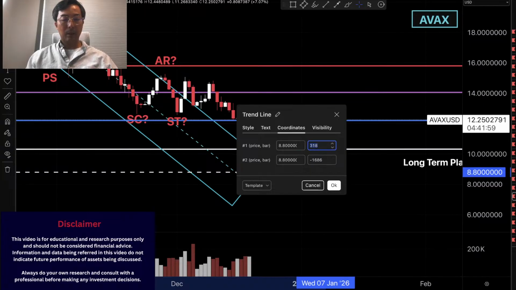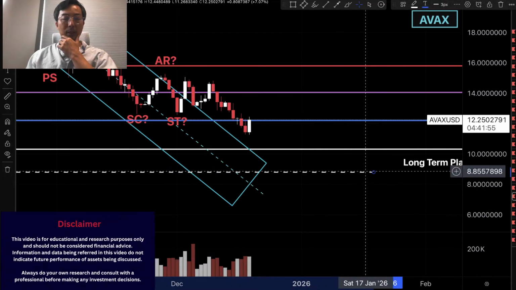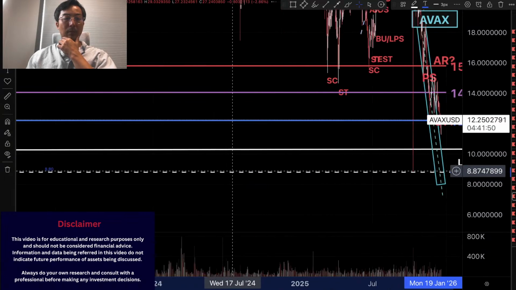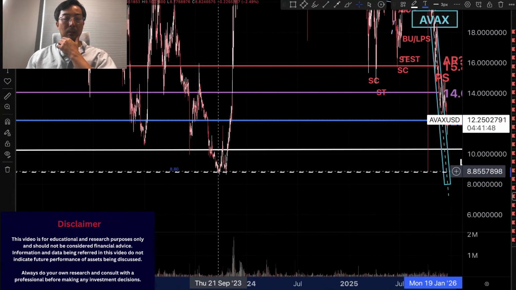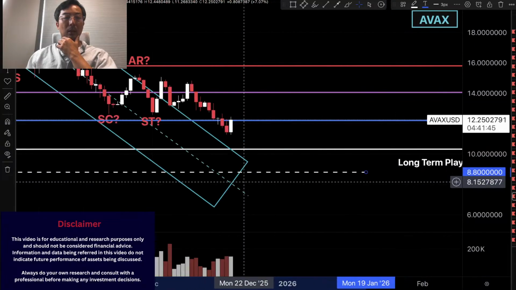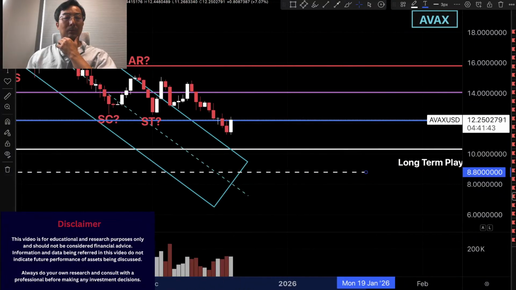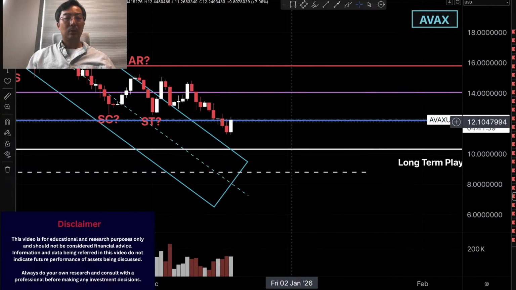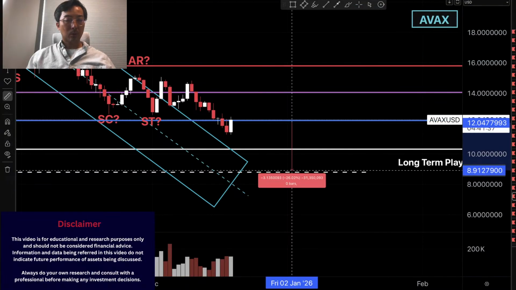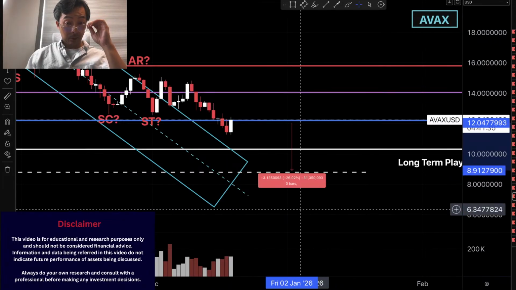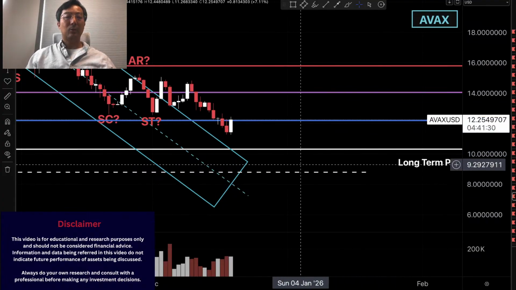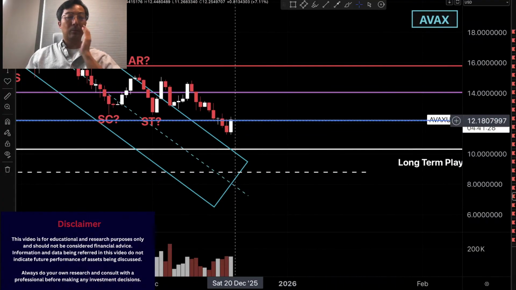Let's say $10.30. Okay, we don't want to see this $8.80 being challenged. That's where the October 10th and the previous 2023 low was. However, that's a possibility. So if you get in now, you shouldn't be surprised by another 28% adjustment, 25-26% adjustment from the current point.